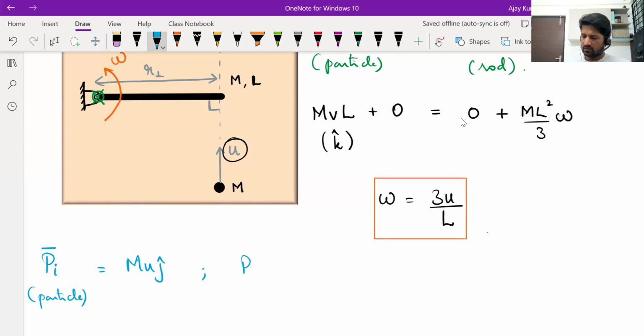Okay. Linear momentum, not angular momentum. Keep that point in mind. If we just say momentum, it means we are referring to linear momentum. Next is final linear momentum. Finally, what is moving? The rod is only moving, not the particle. Rishi, you know that the rod is executing rotational motion, but what we want is linear momentum. How do you express linear momentum of a rotating system?